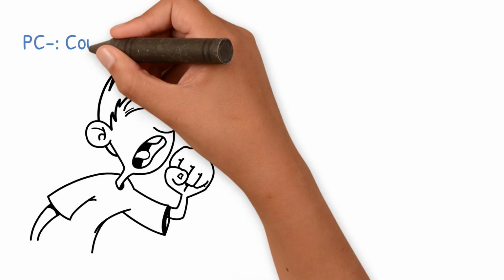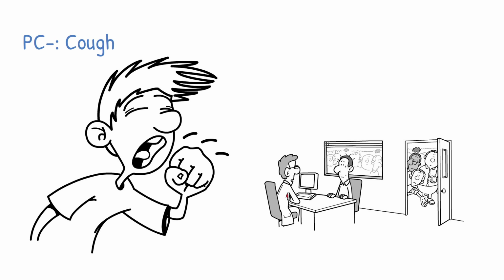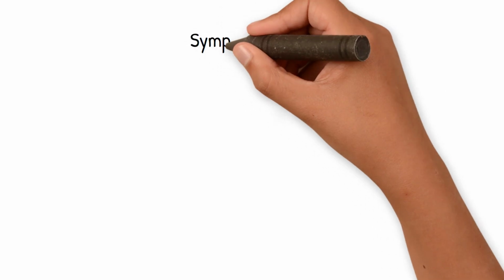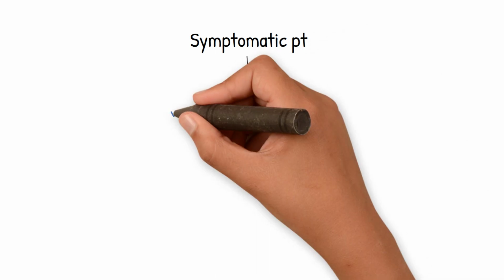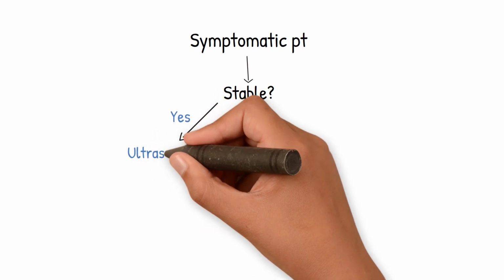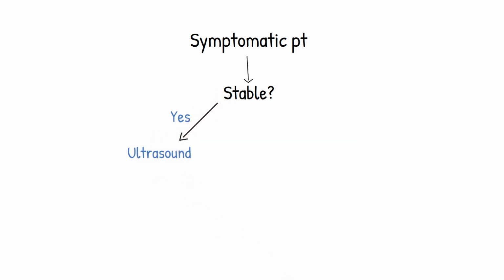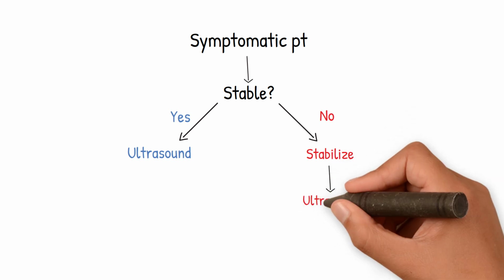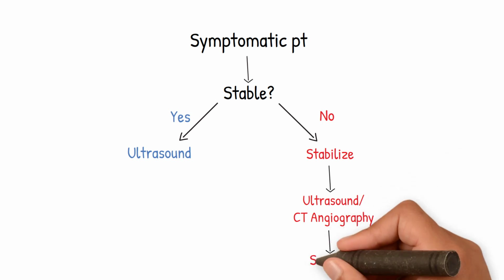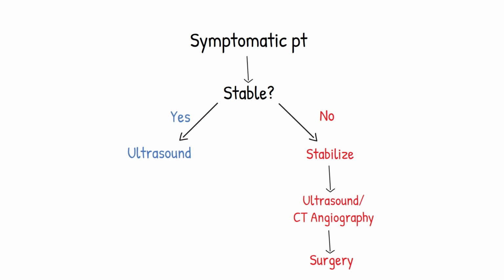Most of the patients with abdominal aortic aneurysms are asymptomatic and they are usually an incidental finding on imaging. However, if the patient is symptomatic, first you need to check if the patient is stable or not. If the patient is symptomatic and stable, you could always do an ultrasound to diagnose an abdominal aortic aneurysm. However, if the patient is symptomatic and unstable, first you need to stabilize the patient and then do an ultrasound or CT pulmonary angiography to confirm the aneurysm. After confirming the diagnosis, transfer the patient for surgery.